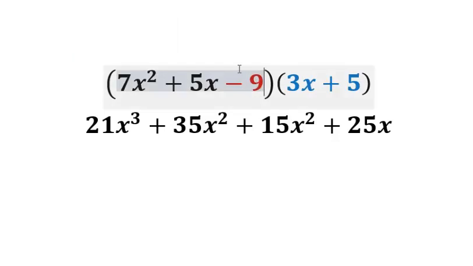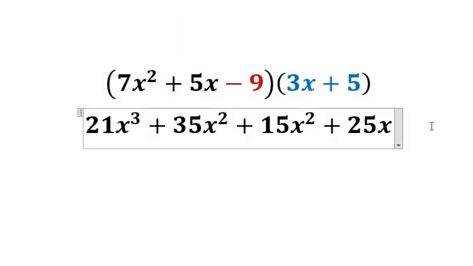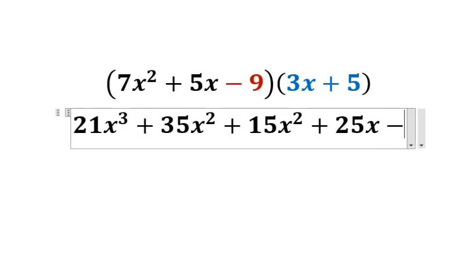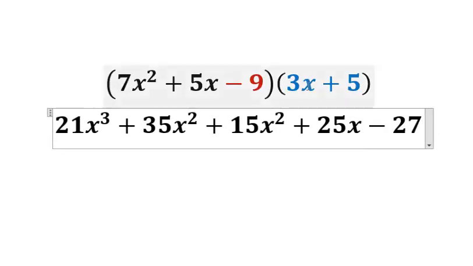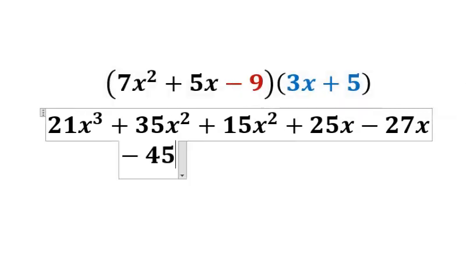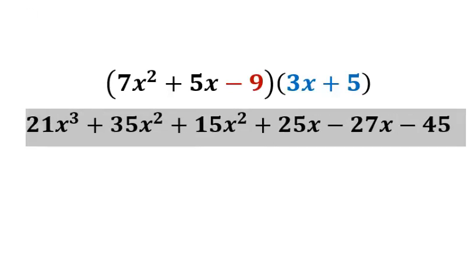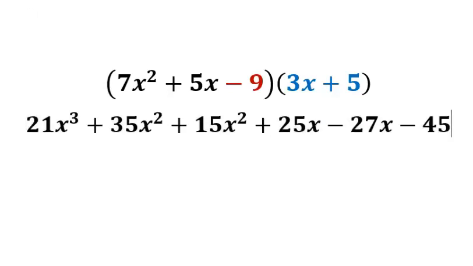Now I'm going to multiply using negative 9. So again from the beginning, negative 9 times 3x. Minus 9 times 3 is minus 27, and I copy the x because the other one doesn't have an x. Now minus 9 times 5 will be minus 45. Okay, so now that I have that, I just need to simplify.